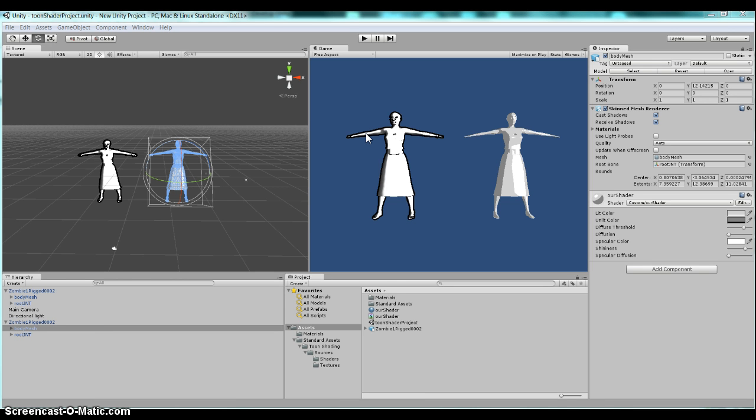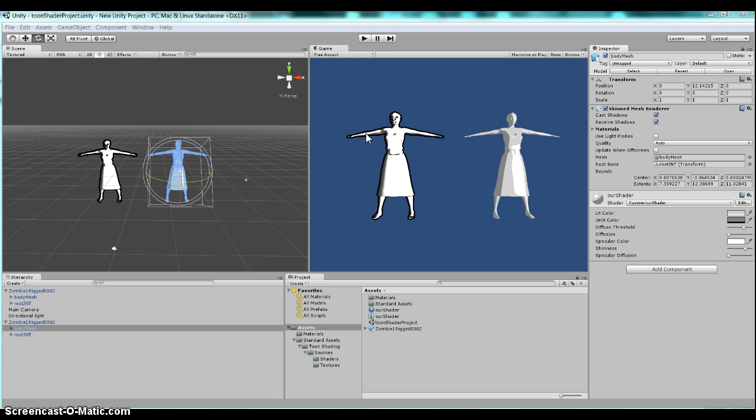The way it creates this outline is by rendering the polygons that are not facing towards the camera, so the ones you can't see, and then expanding them in the normal direction, making them bigger than the actual figure. Afterward, it renders the figure on top of that, so you get this black outline.